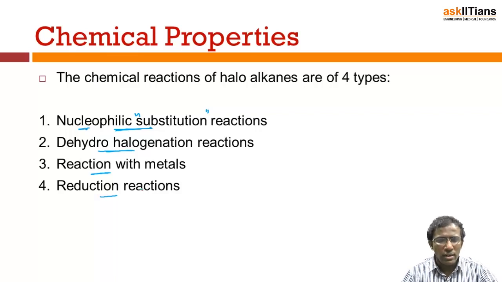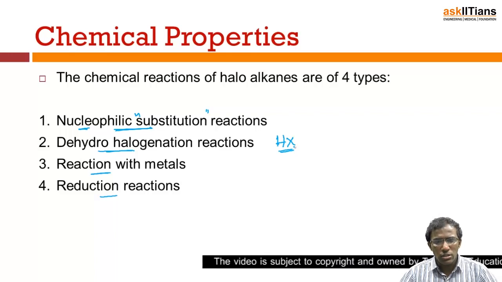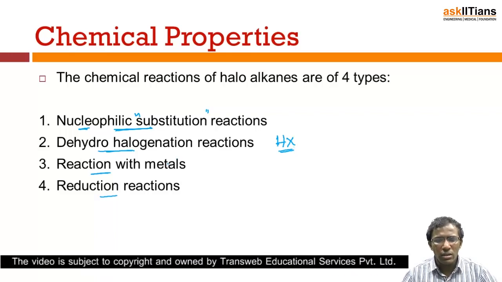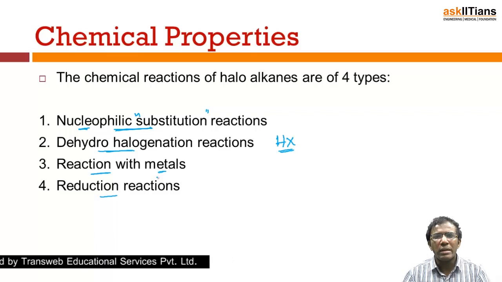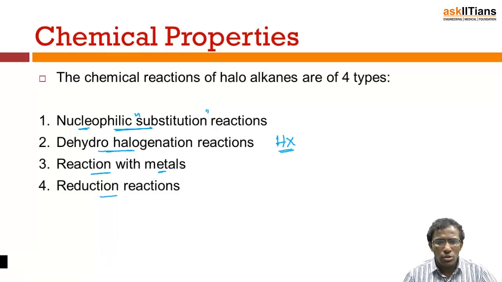And we have the second class of reaction, that is dehydrohalogenation, that is the removal of HX. If I remove an HX molecule from a compound, then such a reaction in which there is a loss of hydrogen halide is known as a dehydrohalogenation reaction. Third is the reaction with metals. Metals like magnesium, sodium and lithium will react with the alkyl halides. And fourth type of reactions are reduction reactions.